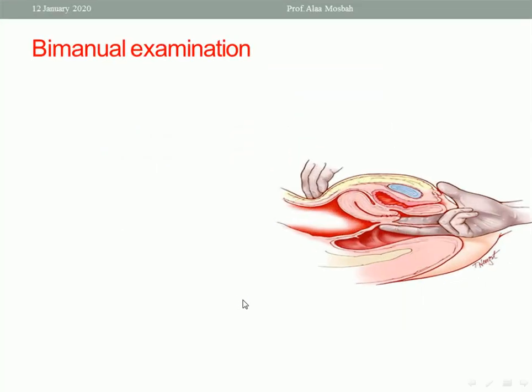Let us go to the next step, which is bimanual examination. As you see in the picture, two fingers, the index and the middle finger, are inside the vagina. This is the pelvic hand, and the abdominal hand is on the lower part of the abdomen, trying to feel the uterus and the adnexa.